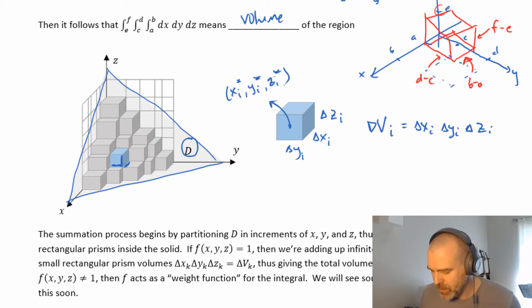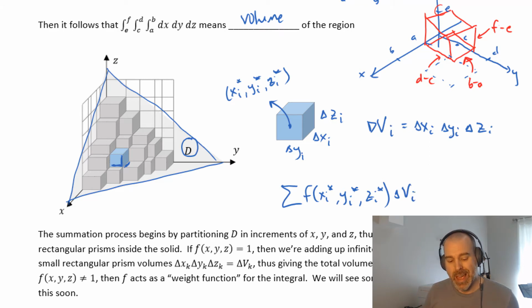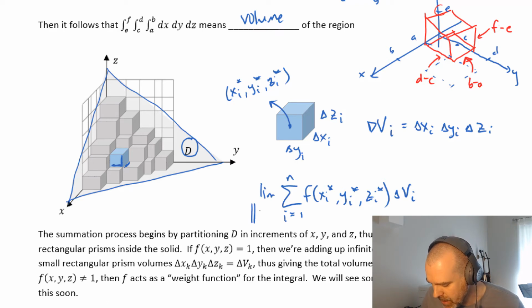So what we could do is add up the function values at that point times delta v sub i, and we're going to add up from 1 to n, so there are n little boxes that we're all adding up. And then we'll take the limit as the largest box goes to 0. I think your book just does one vertical line, the magnitude of that.